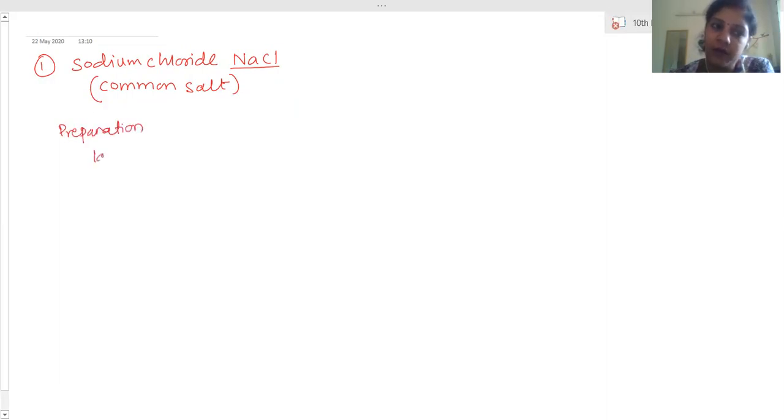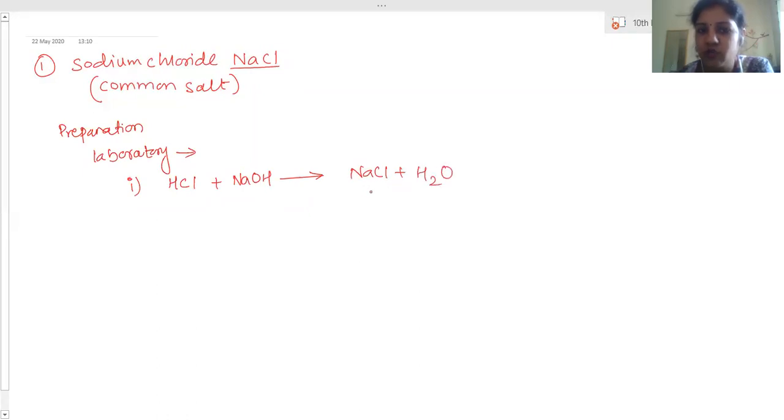Laboratory preparation: it is prepared in the lab by the reaction between HCl, hydrochloric acid, and sodium hydroxide. When they react together, they form NaCl plus H2O. So this way NaCl is prepared in the lab.